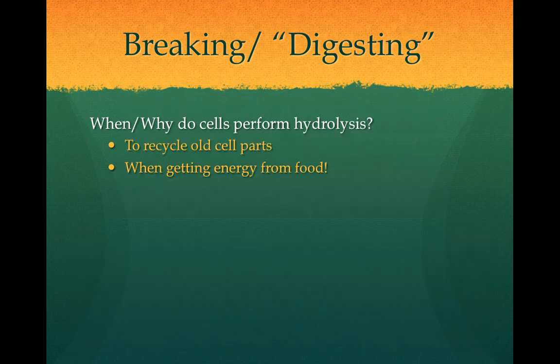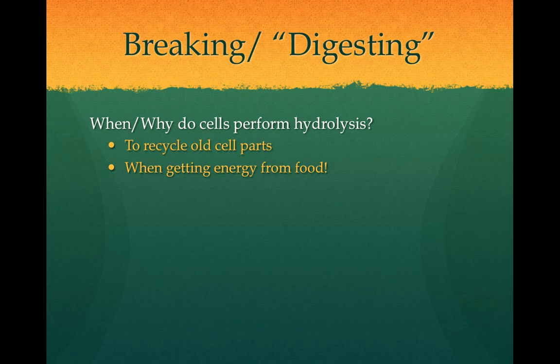Why do we do this? To recycle old cell parts. So sometimes cell parts get old and they need to be replaced, so we break them down to start over again. And when getting energy from our food. So if you eat, this is what you're doing when you're digesting. You're taking things like really complex starch and breaking it down into its monomer so it's easier to digest. Proteins, you're doing the same thing. Fats, you're doing the same thing, because you need to then take those building blocks and build your own body with them.